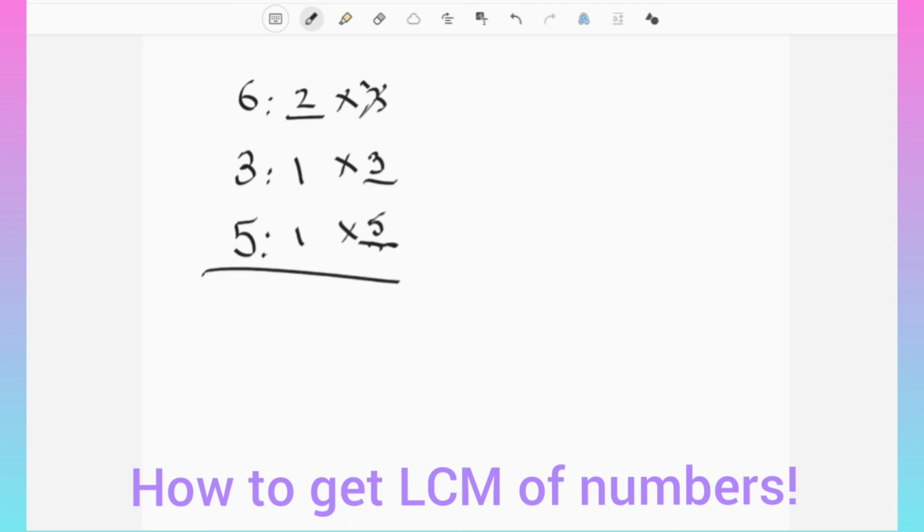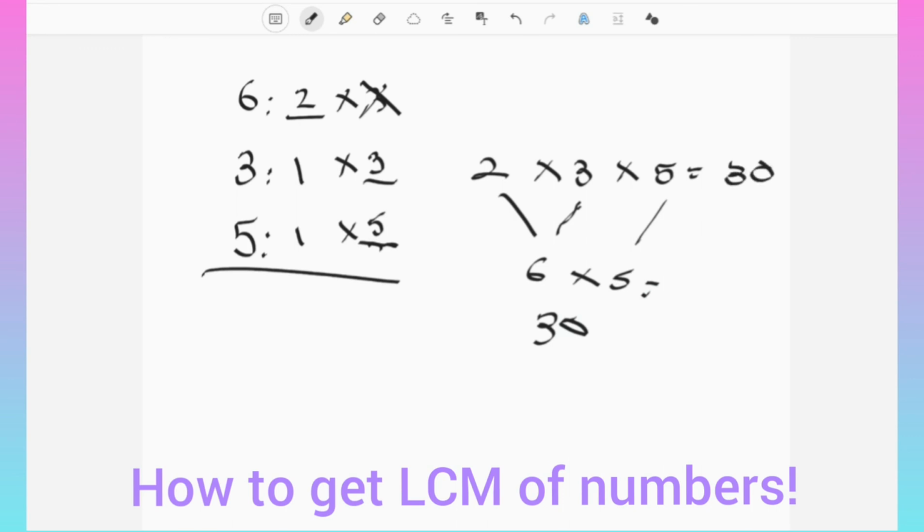Now cross out this tree so that you know. Now you see you have 2, 3 and 5. Basically you have to multiply all of these highlighted numbers. So 2 times 3 times 5. 2 times 3 is 6, and times 5 is 30. So our answer is 30.